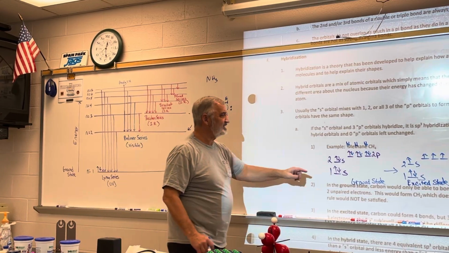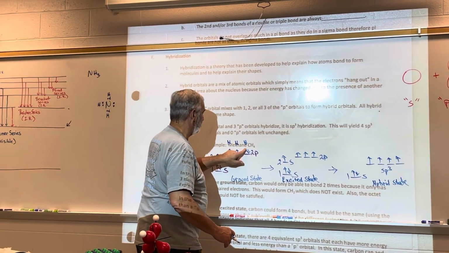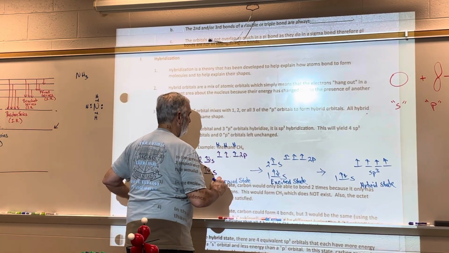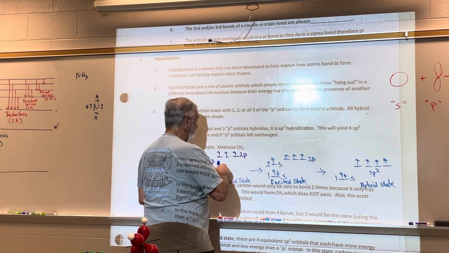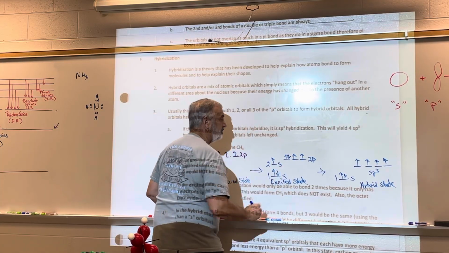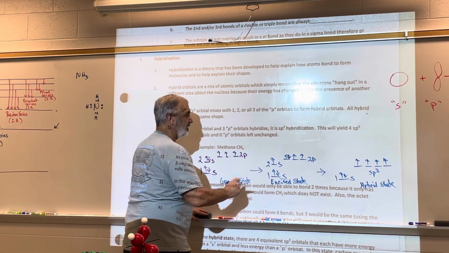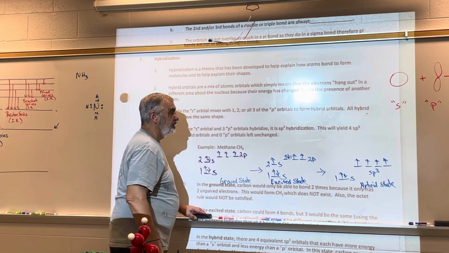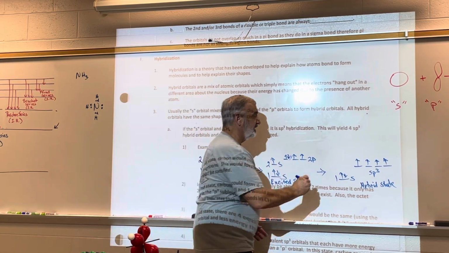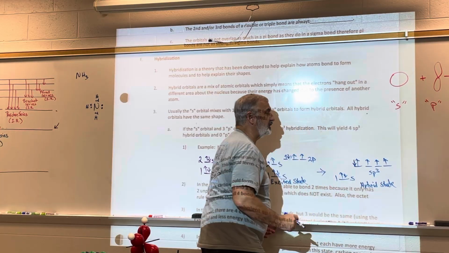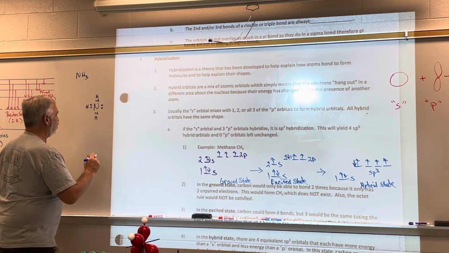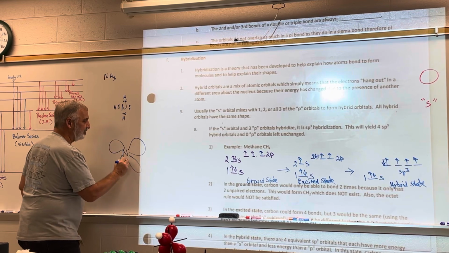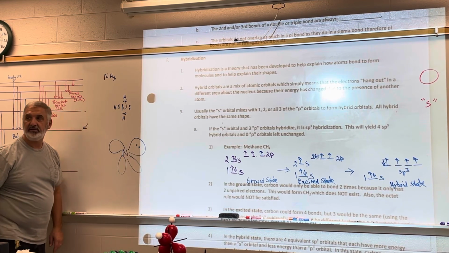So we do the exact same thing. We promote an electron up, but this time it's going to end up being paired. Yeah, it pairs up here. But now when they go to hybridize, we get 4 equivalent orbitals. It's still hybrid, hybrid, hybrid, hybrid. It's just that one's a lone pair.